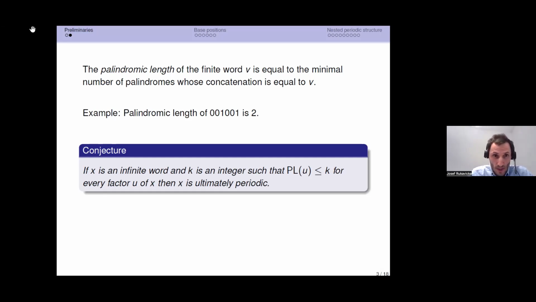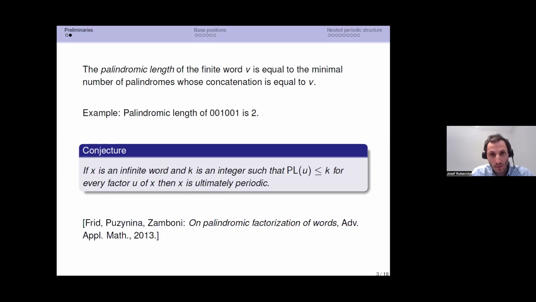So again, if x is an infinite word and k is an integer such that the palindromic length of all finite factors of the infinite word x is lower or equal to k, then the infinite word x is ultimately periodic. It means that the infinite word x has some prefix that we can cut off, and the rest, the infinite suffix, is a periodic word. So this is the conjecture.